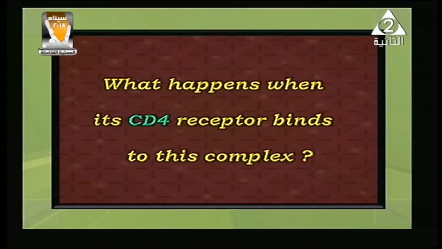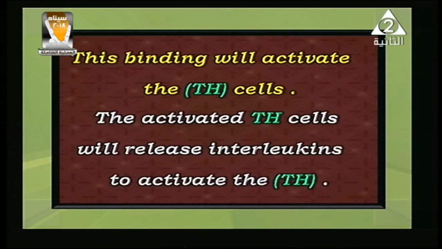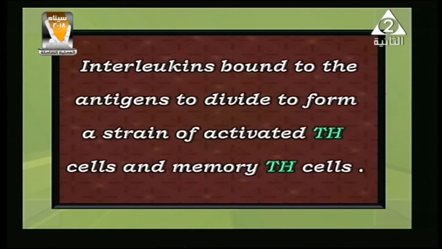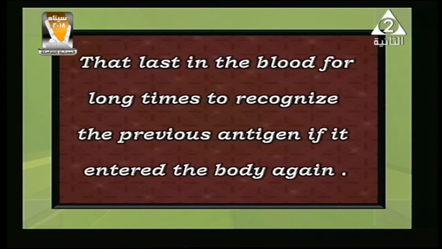The CD4 receptor will bind to this antigen and the major histocompatibility complex presented on the surface of the macrophage. But what happens when the CD4 receptor binds to this complex? Actually, this binding will activate the helper T cells, and the activation of T helper cells will release interleukins to activate the TH cells. So the interleukins divide the cells to form strands of activated helper T cells and also memory cells that last in the blood for a long time.